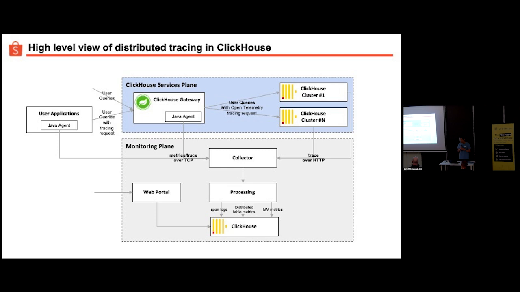And the gateway will be responsible for propagating the tracing context to the ClickHouse clusters. The distributed tracing logs generated by ClickHouse will be collected by our centralized collector for further processing. And finally, we will use ClickHouse to store the logs generated by our service. But note that the ClickHouse used for the storage is a different cluster from the clusters we provide to users.